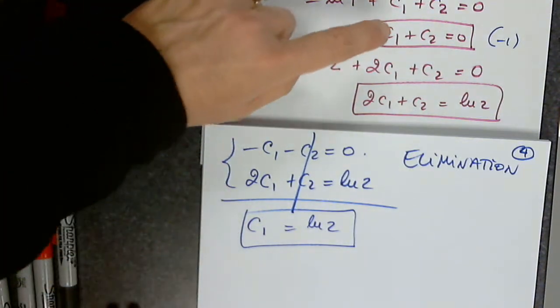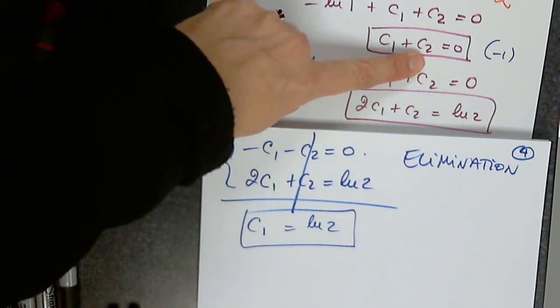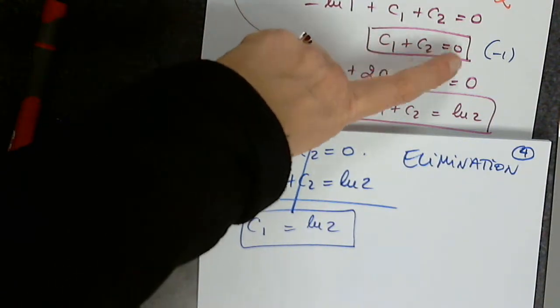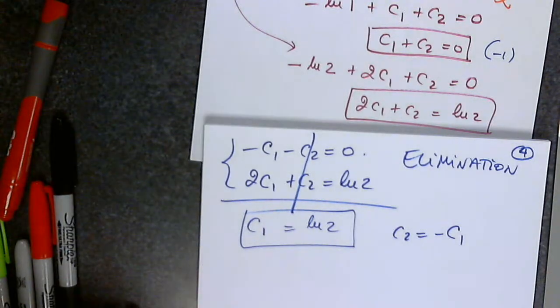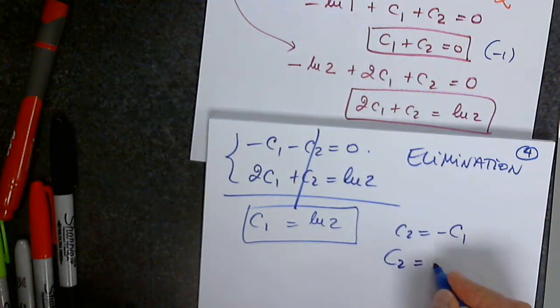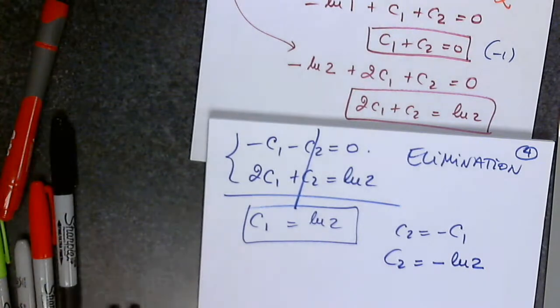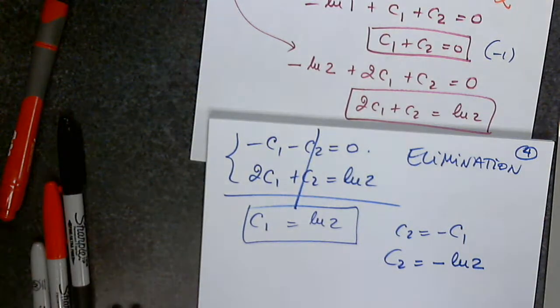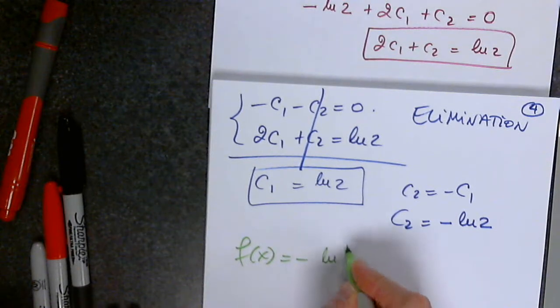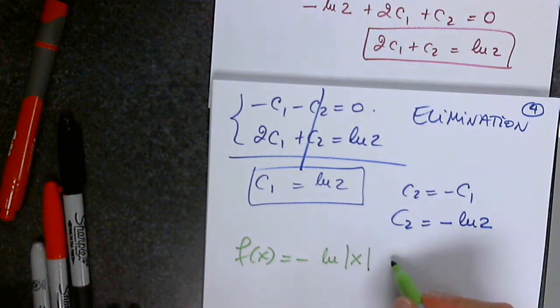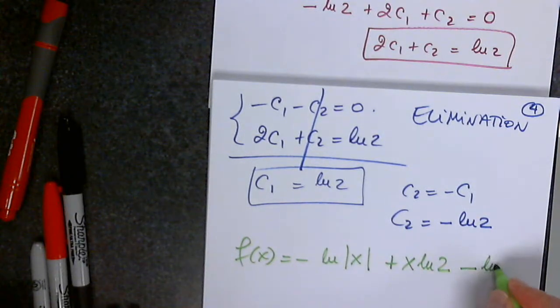If c1 is natural log 2, c2 is the opposite of c1. Okay, when I move c1 to the other side, c2 is the opposite of c1. Therefore, c2 is negative natural log 2. Are you with me? Everything okay so far? So now I have the final answer, where f of x equals negative natural log the absolute value of x plus x times natural log 2 minus natural log 2.